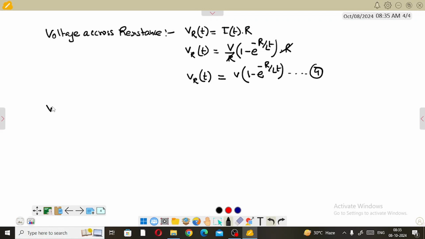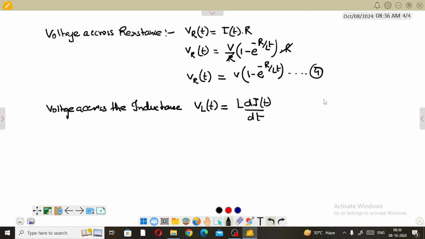My next topic is to find out the voltage across the inductance, and that is very easy. I got VL of t is equal to L d I(t) by dt. And I know what is my I(t). So I got L d of dt. I will plug in the value of I(t), which is V by R times 1 minus e to the power minus R by L t.